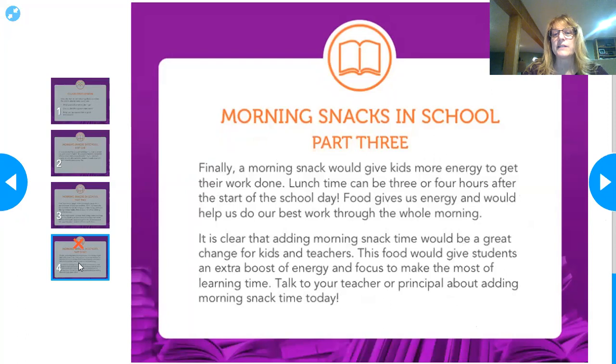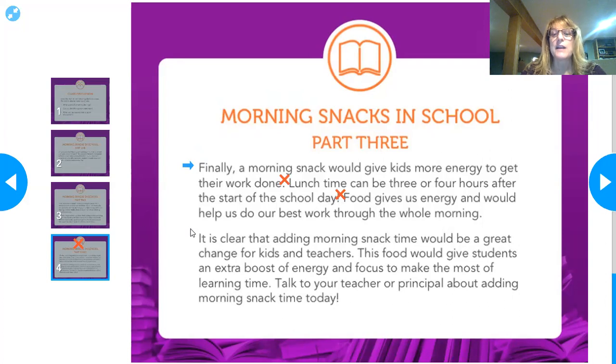Finally, a morning snack would give kids more energy to get their work done. And I love that because we saw those transition words. And here again, we have another one. Lunchtime can be 3 or 4 hours after the start of the school day. A detail that has an explanation after it. Food gives us energy and would help us do our best throughout the whole morning. Again, more detail and explanation.